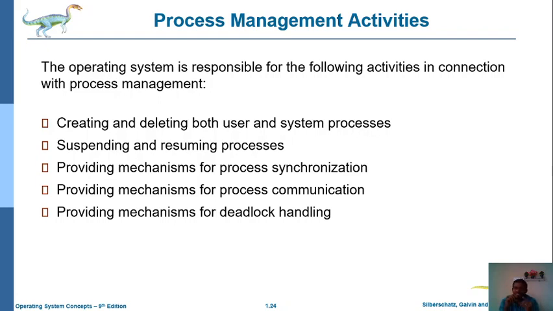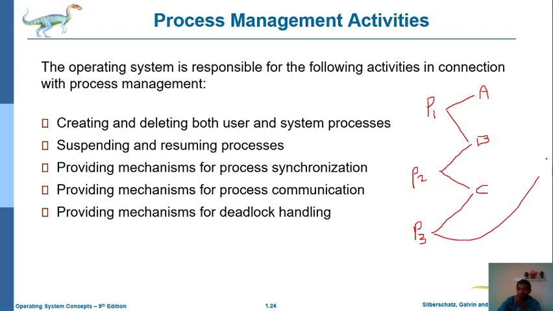Process 1 is A, B. Wait a second. So this is P1, this is P2, and this is P3. Now the operating system is trying to execute these processes simultaneously. P1 requires two resources, A and B, process 2 needs two resources, B and C, and process 3 needs two resources, C and A.